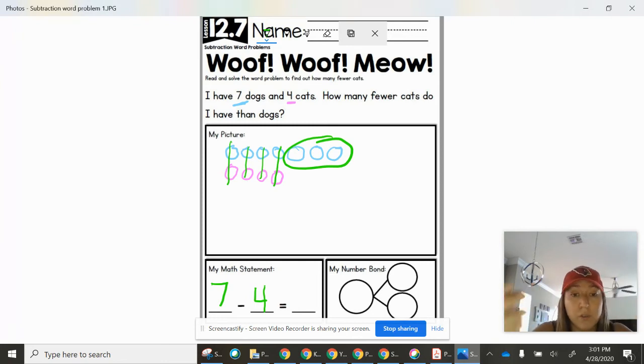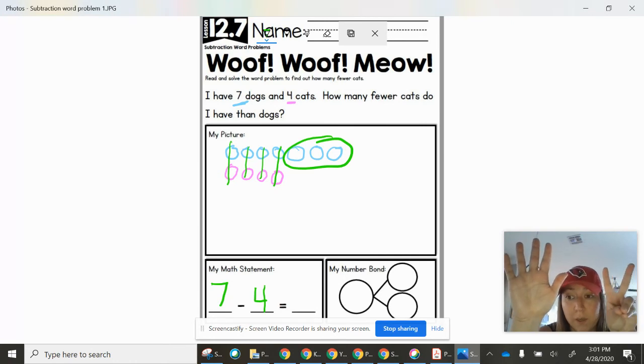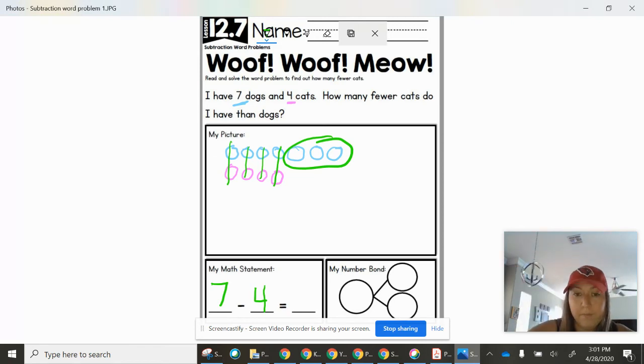Well, another way you can do it if you don't know it right away in your brain is if you don't want to draw a picture, you can use your fingers. So I have 5 here and 2 here, 5, 6, 7, and I have to take 4 away. So I'm going to put them down. 1, 2, 3, 4. I have how many left? 3. So 7 take away 4 equals 3.